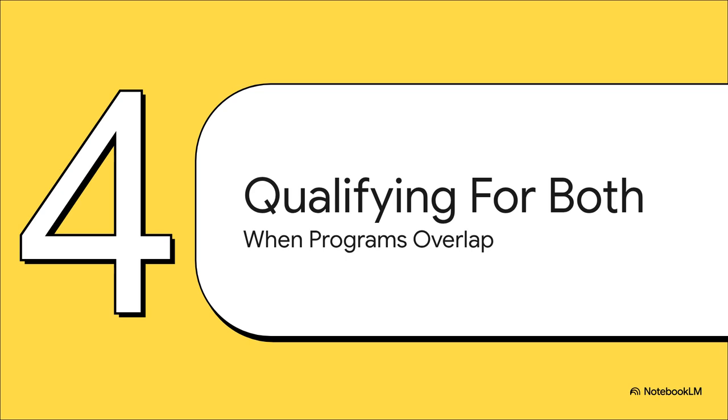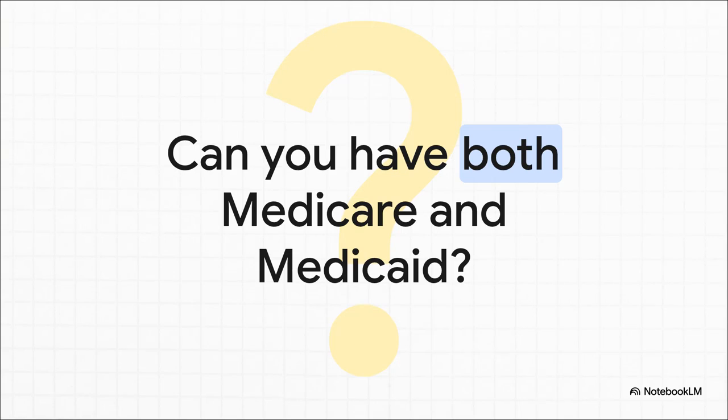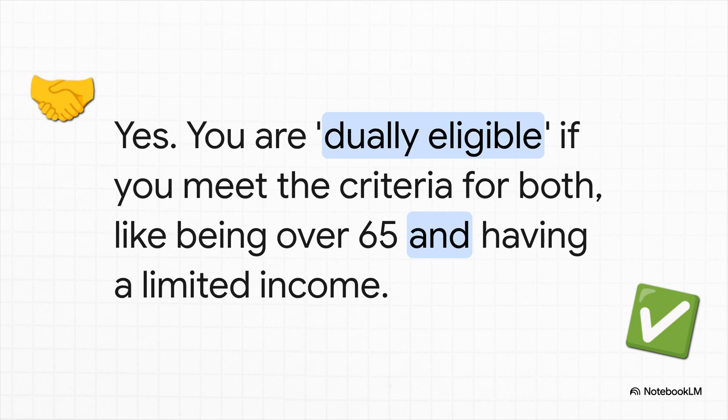All right, so we've established Medicare for age, Medicaid for income. But what if someone fits into both categories? What happens then? Can you have both? The answer is absolutely yes. And when someone qualifies for both programs, there's a special term for it. They're called dually eligible. So how does this usually happen? Well, a common example is someone with a low income who's been on Medicaid for a while. Then they turn 65, and boom, they also qualify for Medicare. When that happens, the two programs actually coordinate to cover their medical bills.